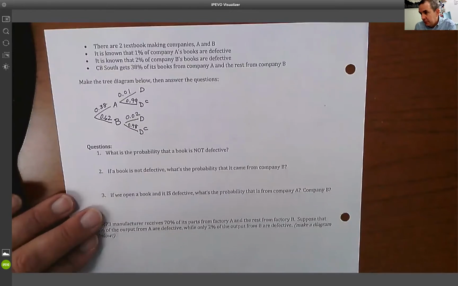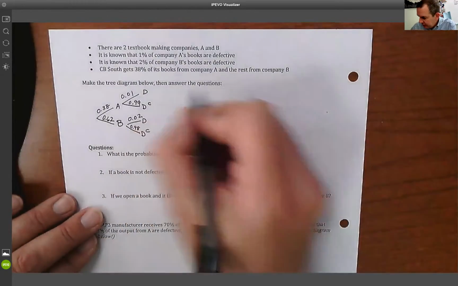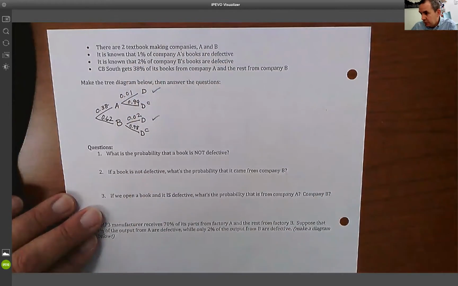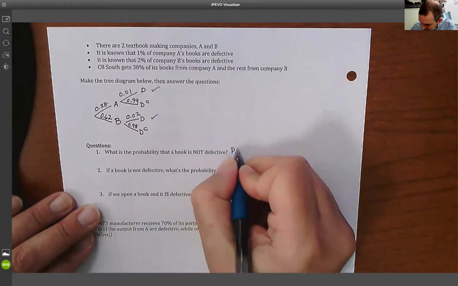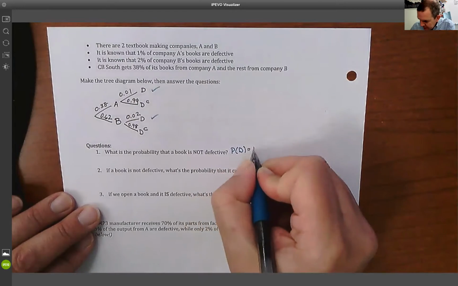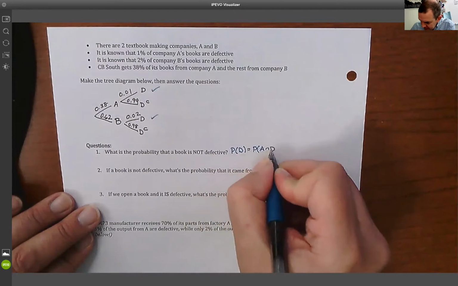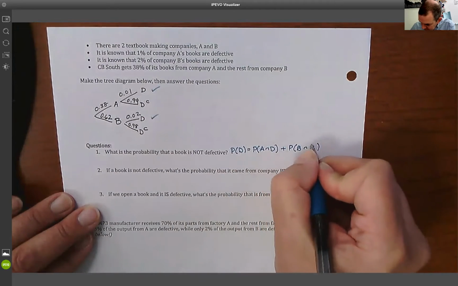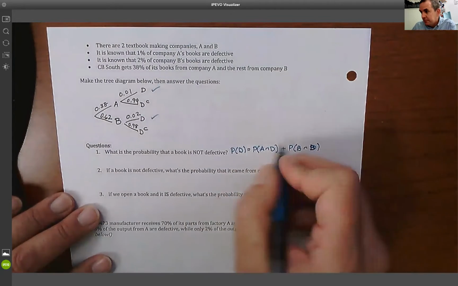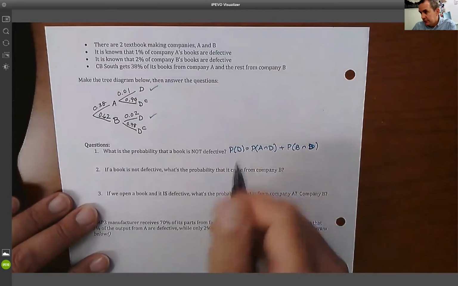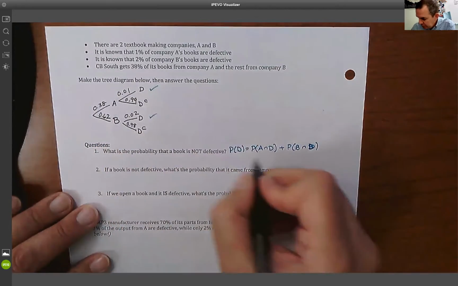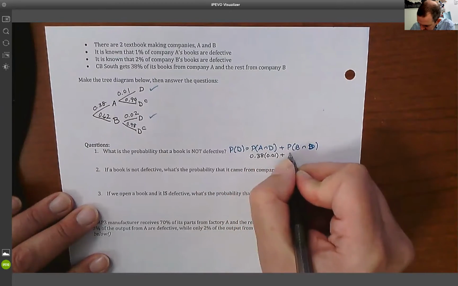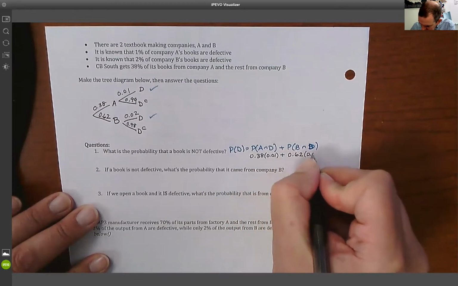What is the probability that a book is not defective? Well, if we look at it, it's going to be these people and these people. And what we're going to do is the probability that a book is defective is going to be the probability that it's from A and it's defective, plus the probability that it's from B and defective, B and D. So in this case, I'm going to take A and D as 0.38 times 0.01 plus 0.62 times 0.02.